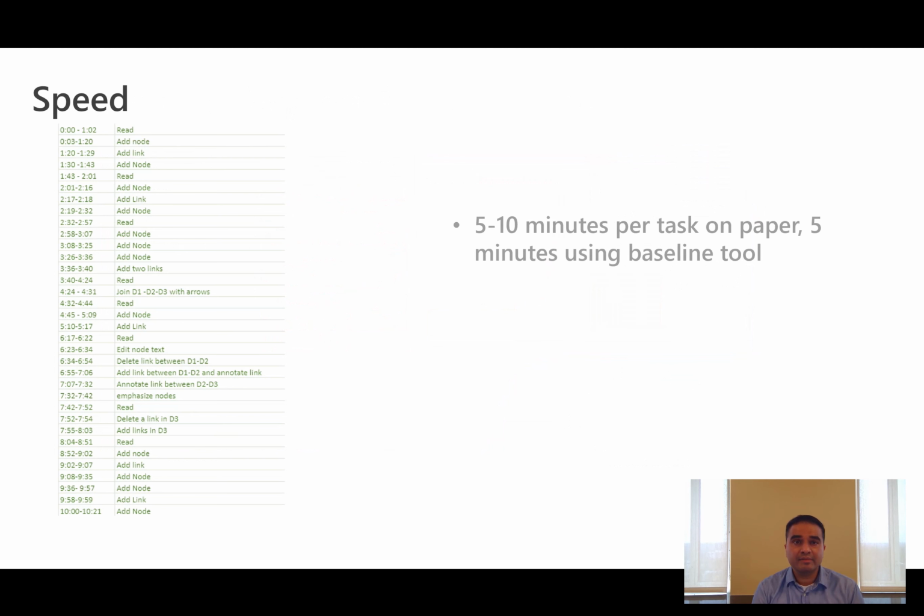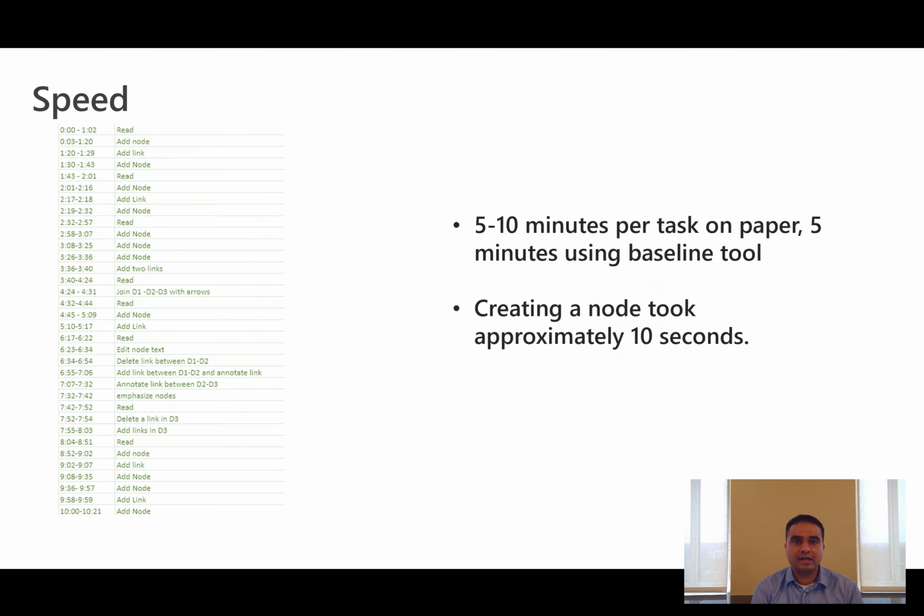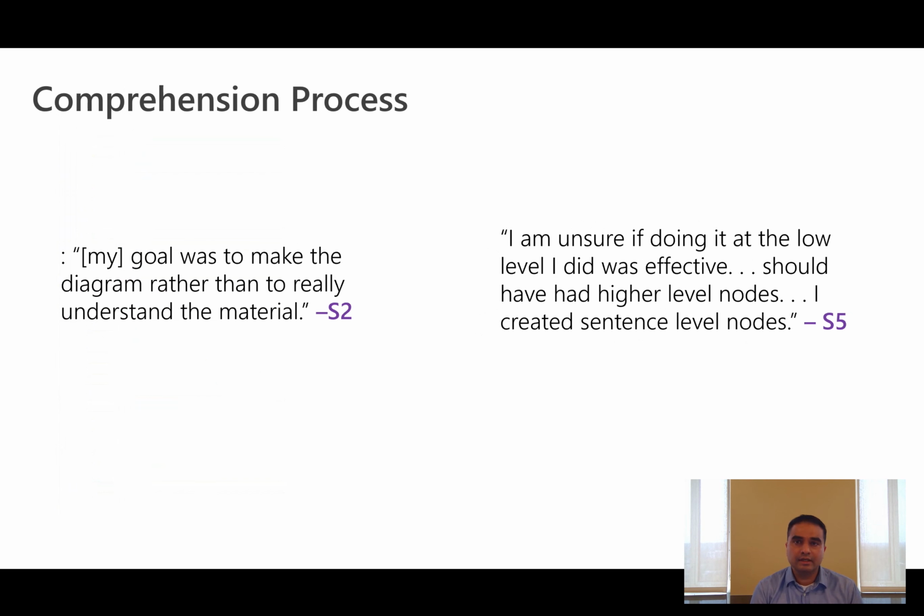Second, in the paper condition, participants took between 5 to 10 minutes to read the text and make diagrams from each text. The main driver for this is that it took roughly 10 seconds to create a single node in the causal diagram. Third, we noticed that participants were constantly switching between reading and diagramming tasks.